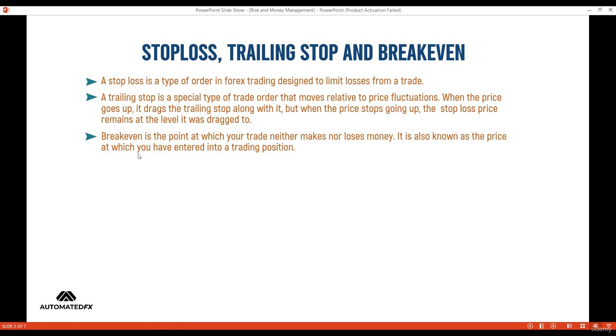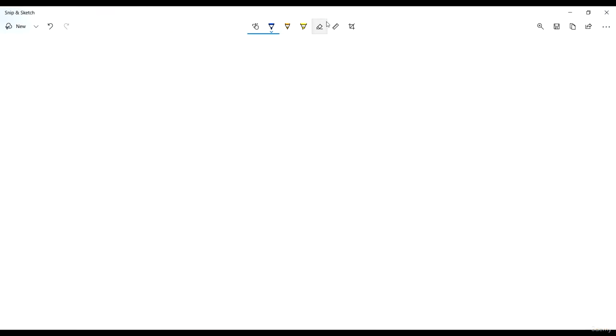Now for the next one, we have the trailing stop. The trailing stop is a type of order that trails your position. Let's assume we have a buy order here.